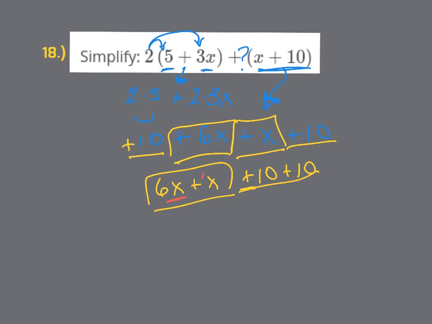6x's plus 1x. Remember, here's that ninja one. It's in there. A 6x's plus another x. Well, that, of course, is 7x. Plus 10 plus 10. 10 plus 10 is 20. So that is going to give me plus 20.